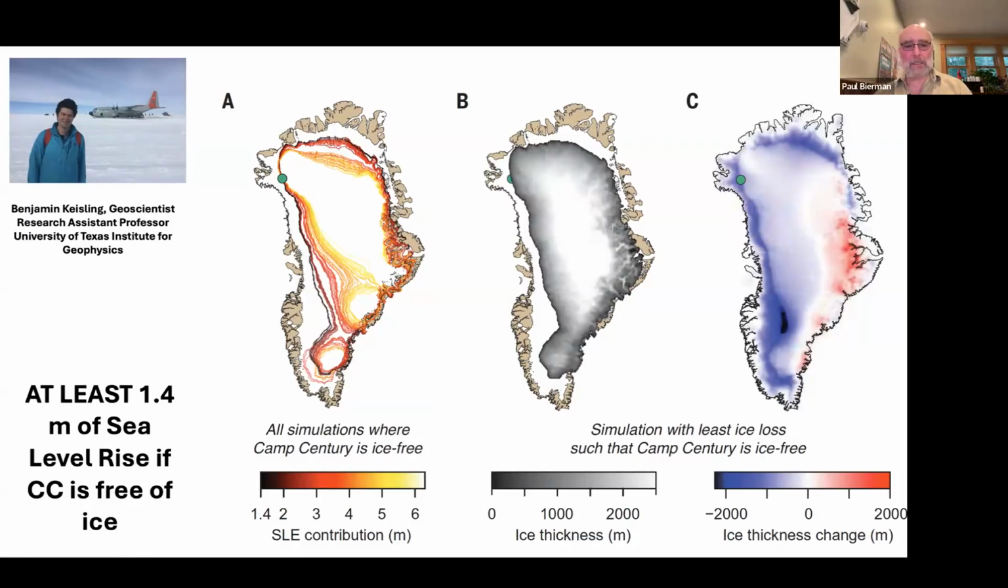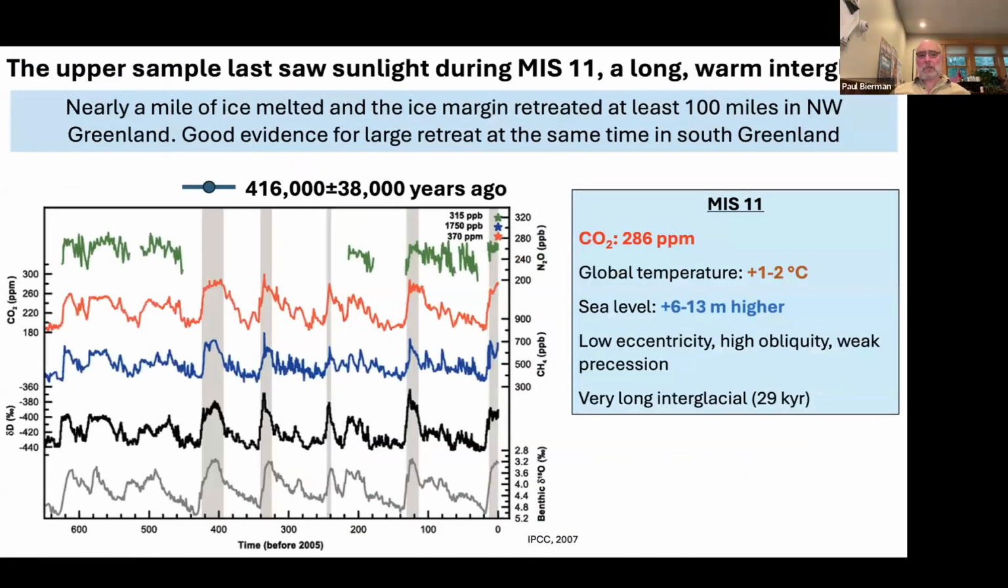It tells us that at least 1.4 meters of the sea level budget comes when we melt the ice off of Camp Century, but it also allows for 5 or 6 meters of the sea level budget, which makes understanding what's going on at GISP2 that much more important. So let's look at that 416,000 year age for a bit and what that tells us.